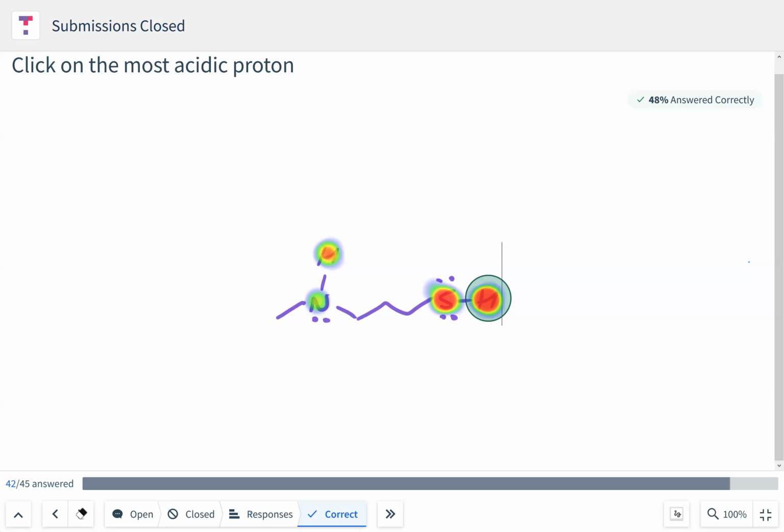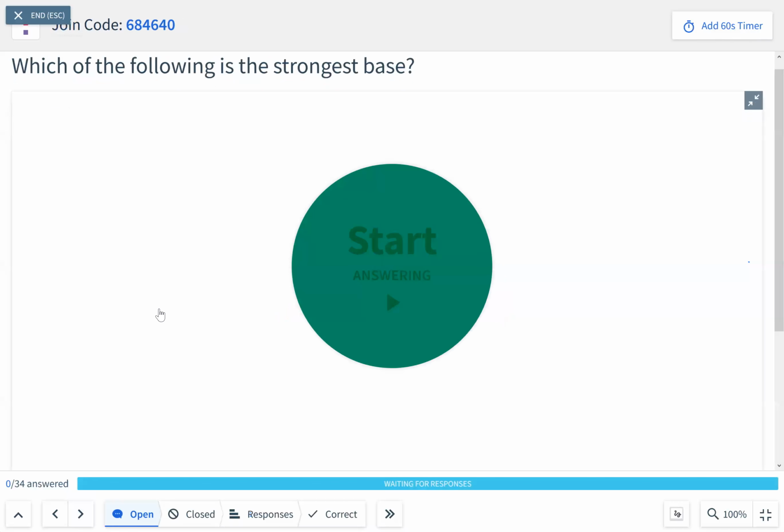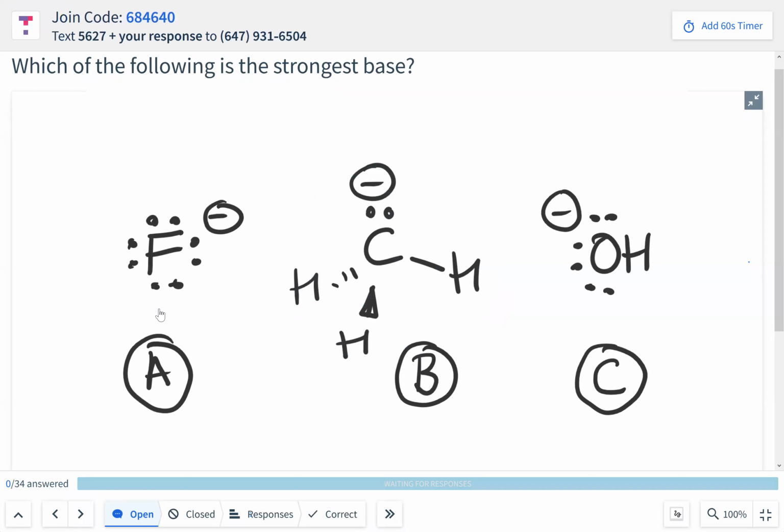Okay, good. Now, here's another question based upon what we just did. Which is the strongest base?